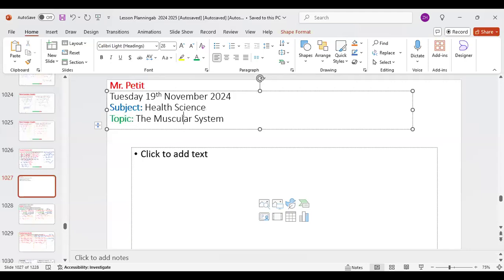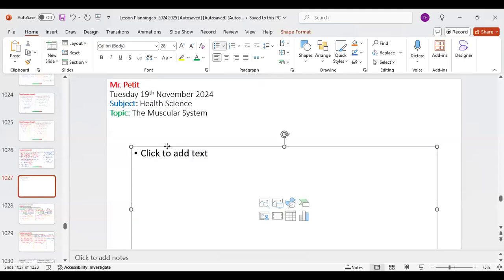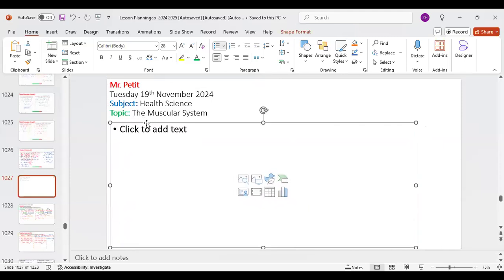Anyone else? What is the function of the muscular system? To help cushion the bones. Help cushion the bones. The bones need cushion. To give the body skin. To avoid the bones from rubbing together.